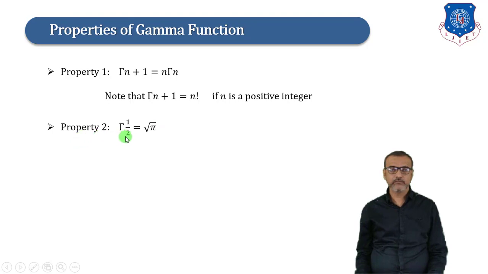Now property number 2, value of gamma 1 by 2 equals root pi. Now property number 3, gamma n into gamma 1 minus n equals pi upon sine n pi.